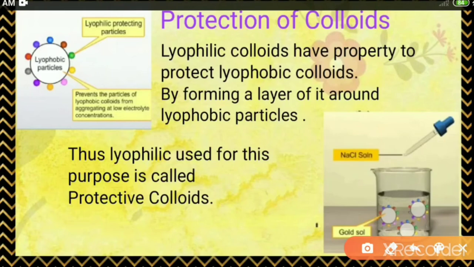You can see the lyophobic particle is surrounded by lyophilic particles. That means lyophilic particles are protecting the lyophobic particles. Thus the lyophilic sol used for this purpose is called a protective colloid. That means when we add a small amount of electrolyte, the lyophobic sol will not get coagulated, because the outer layer, that is a layer of lyophilic sol, is protecting it from the electrolyte.